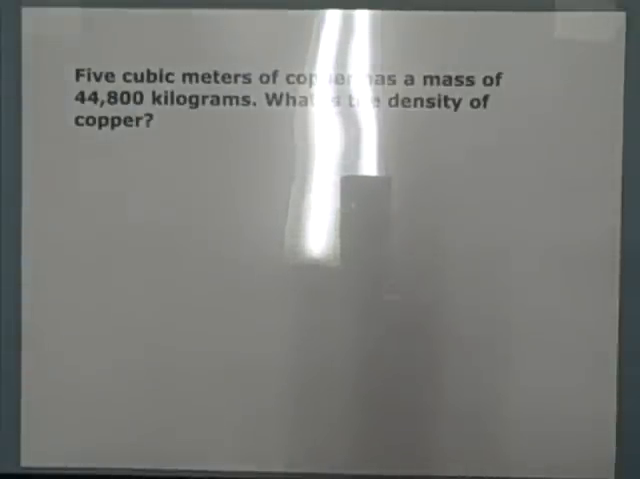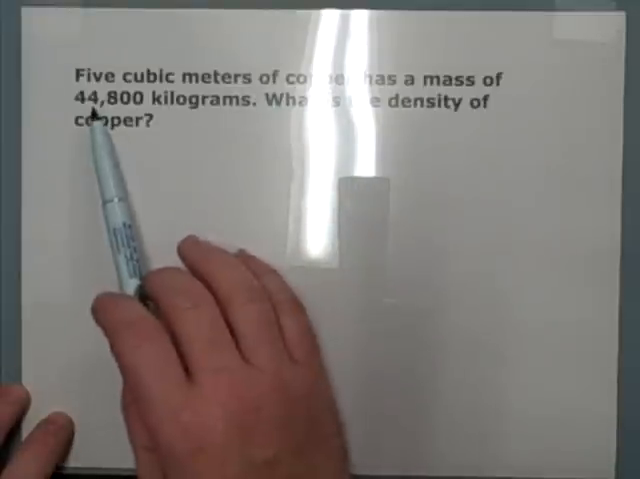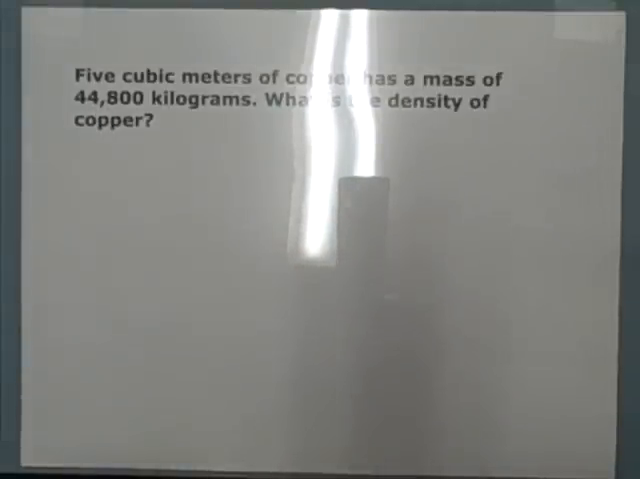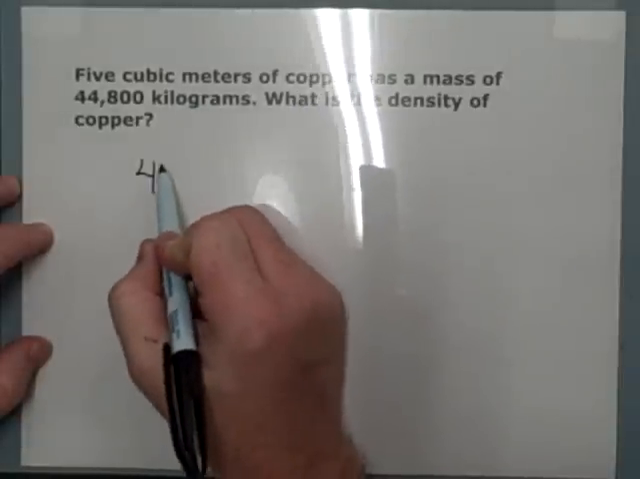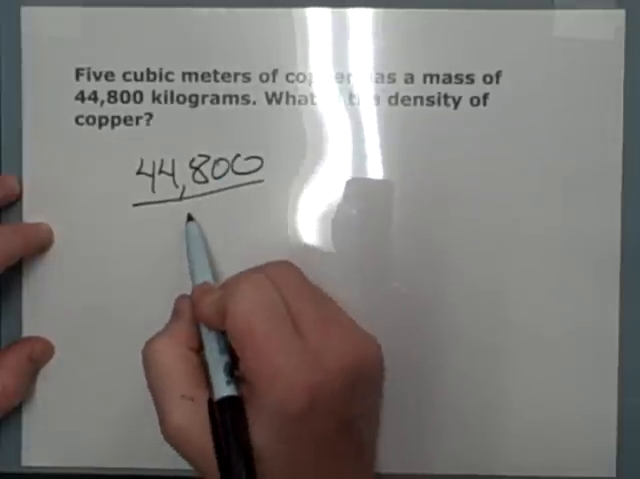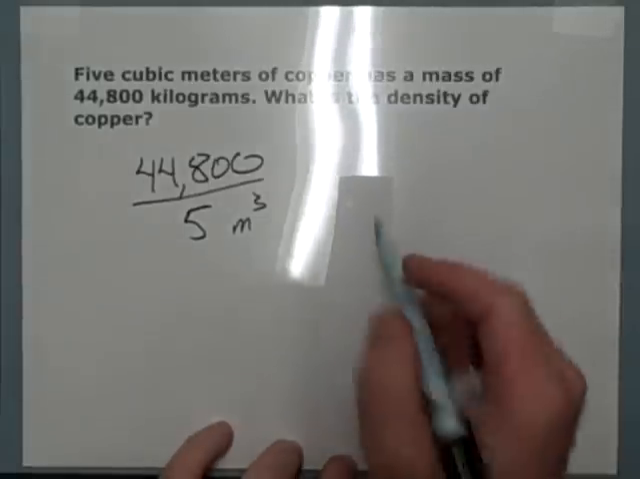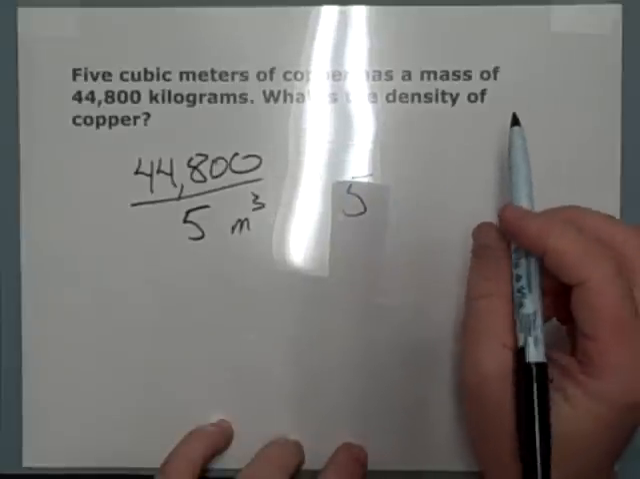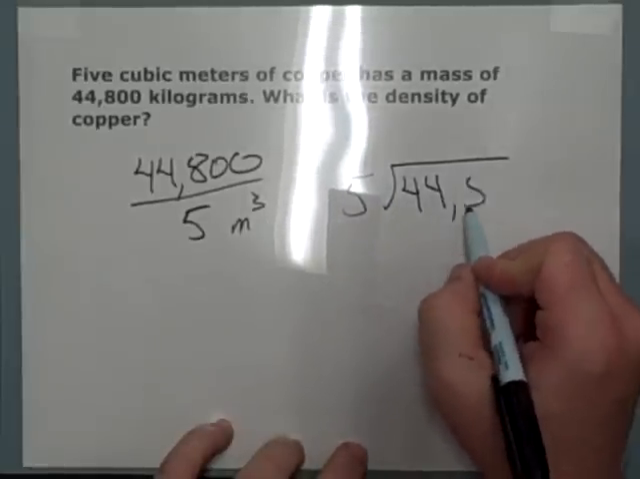This is actually sort of a science example. We have 5 cubic meters of copper, which has a mass of 44,800 kilograms. What is the density of copper? Well, if we're going to find the density, we need to find the mass per 1 cubic meter. So we have our original fraction here of 44,800 to 5 cubic meters. So we're simply going to divide 5 into 44,800.